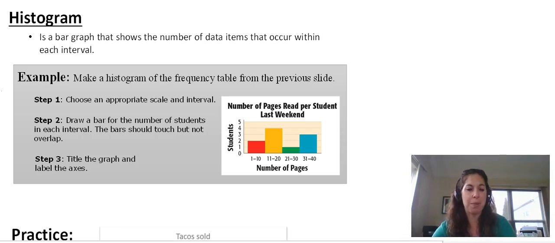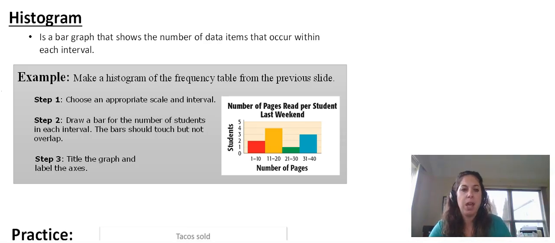To make a histogram, you would choose the appropriate scale and interval. You're going to draw the number of students in this case, because remember we're doing the number of pages read per student, and our bars should touch. They don't overlap, but they touch. And then you have to remember to title the graph and label the axes.